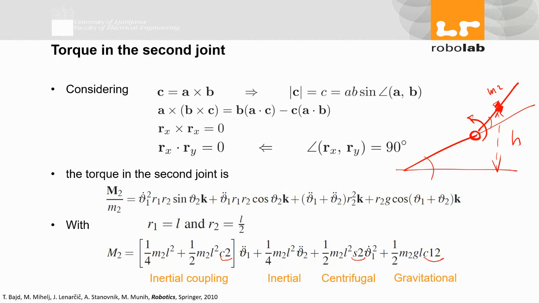That's why I have theta 1. So if I ask you, does the mass of the first link have any effect on the torque you need at the second link? The answer is no. I don't see any mass 1.